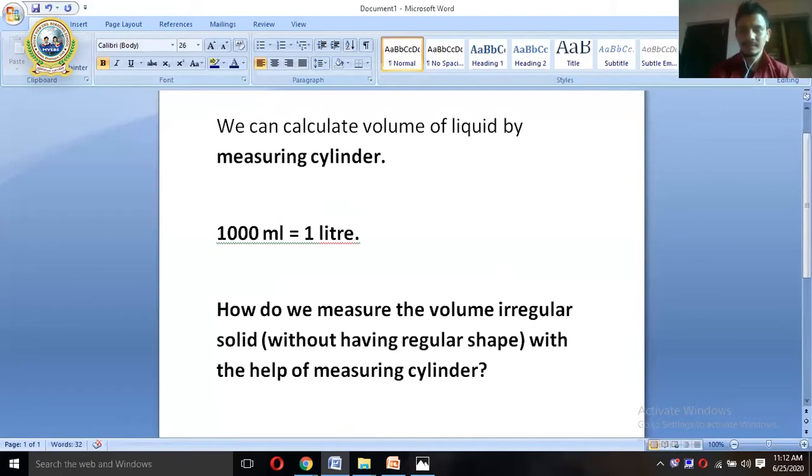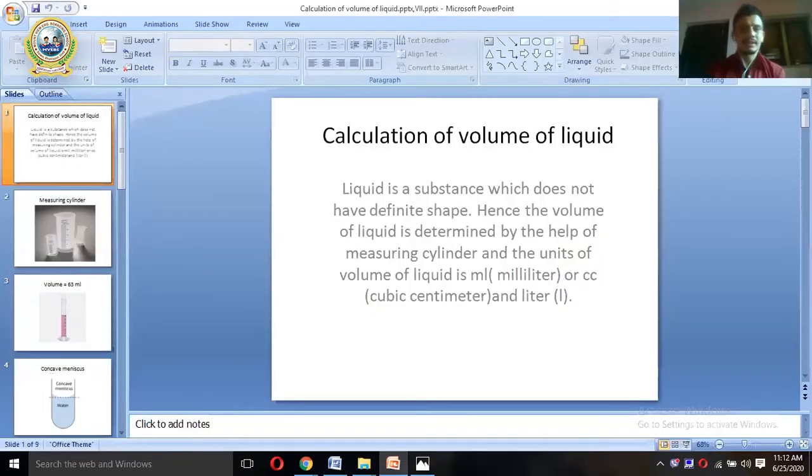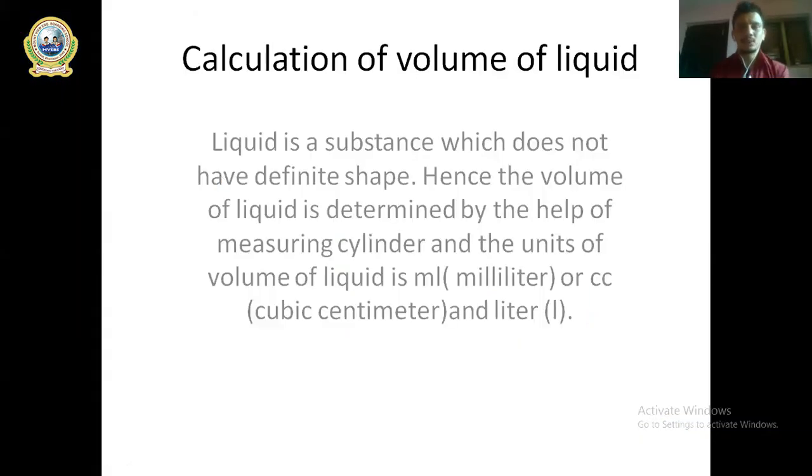All right, see that. As I told you earlier, how do we calculate the volume of liquid? You can read on the slide: liquid is a substance which does not have a definite shape. Hence, the volume of liquid can be calculated by a measuring cylinder. I have already shown you the picture of the measuring cylinder, and you know what a measuring cylinder is.